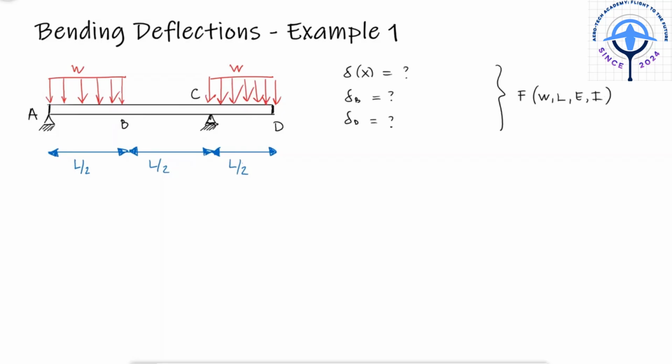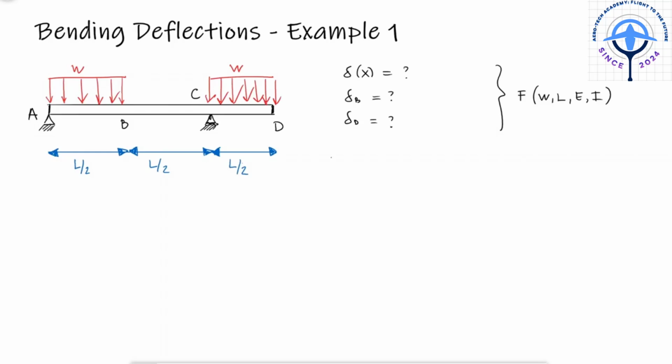The answer will of course depend on W, L, the elastic modulus, and the second moment of area of the beam. This is the first example for the bending deflection video, so if you haven't watched that one, make sure to check out the links in the description of this video. To find the equation of the deflection, usually known as the equation of the elastic curve, we'll use singularity functions.